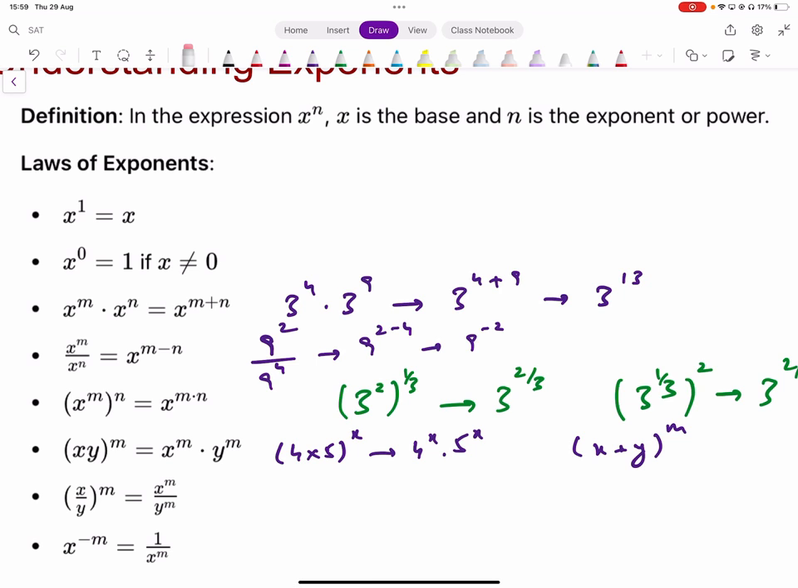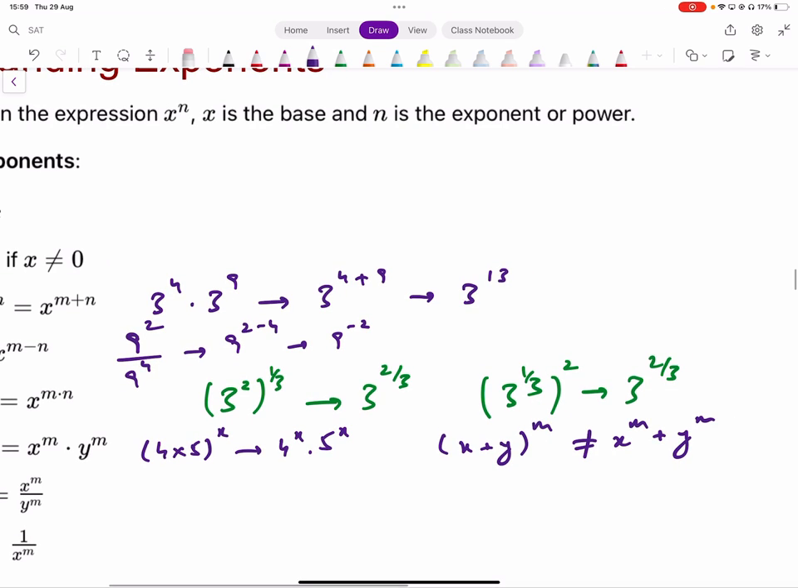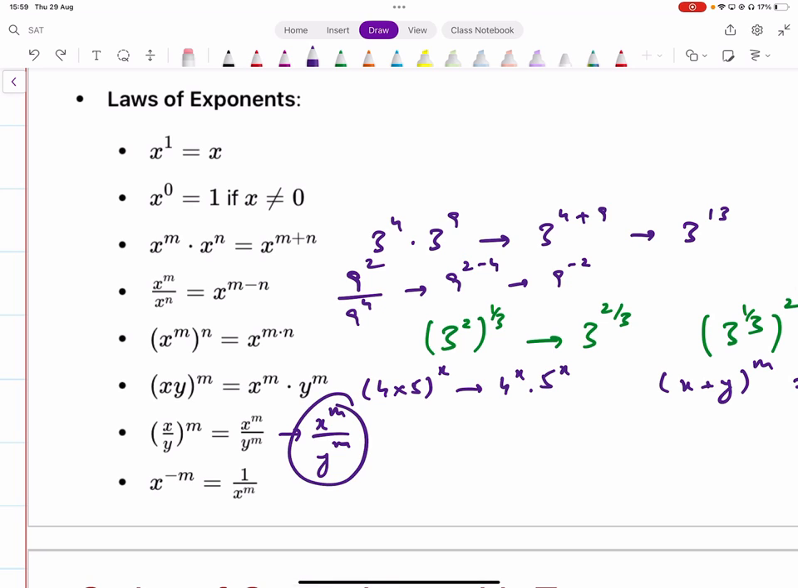If you have a plus or minus inside the brackets, this is not the same as x power m plus y raised to power m. This is not the same as this. When you have a product inside the brackets, the powers can be placed on those two things individually, but not when those things are being added or subtracted. Is that okay? Then you have x over y whole power m. The same thing. You can write this as separate powers, x power m over y power m, right? And the other way around as well. If you have this, it can be written as x over y whole power m.